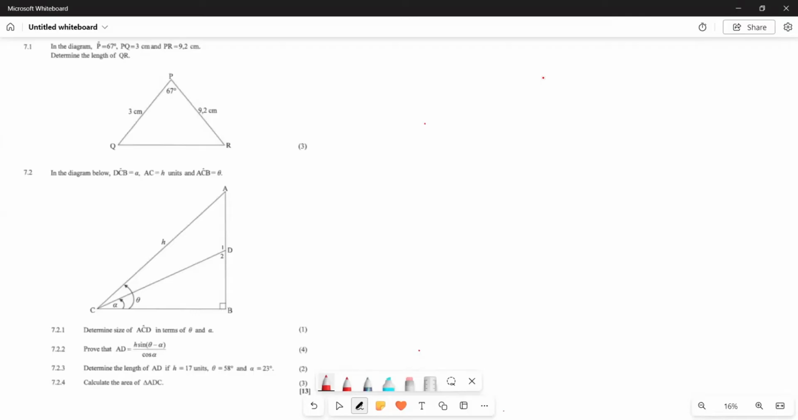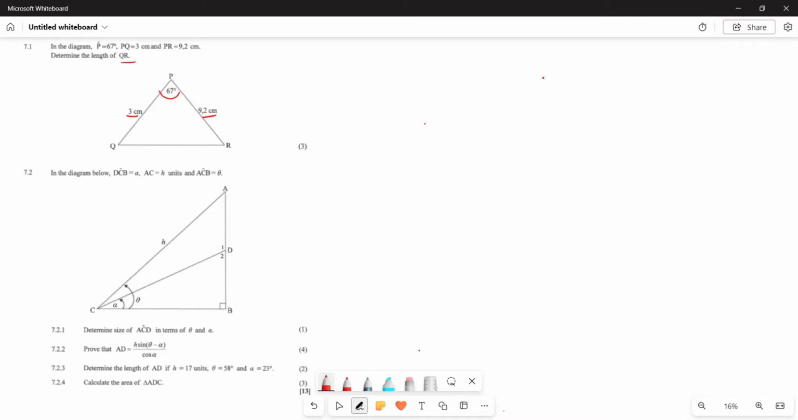Now say this is question 7. They say in the diagram you are given angle P, which is this one here, angle P, which is 67 degrees, and you are having PQ, which is 3 meters, this one, and your RP, which is 9.2 centimeters also. They are all centimeters. Now they want you to determine the length of QR.